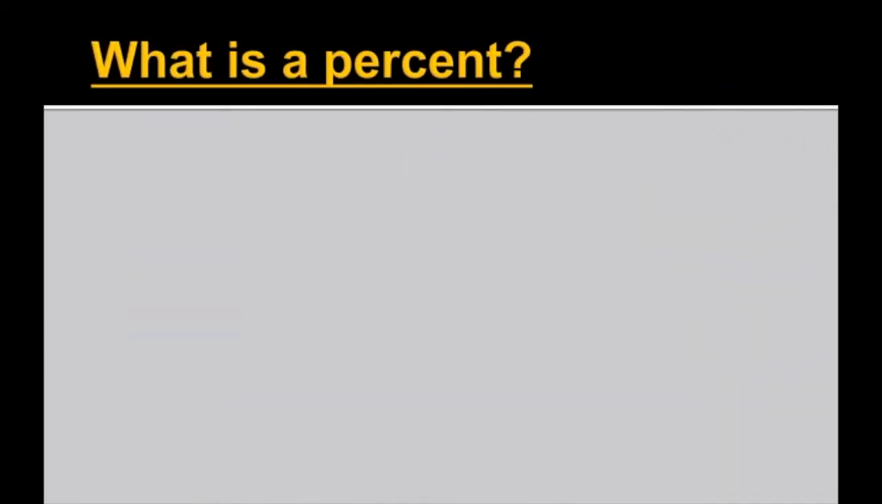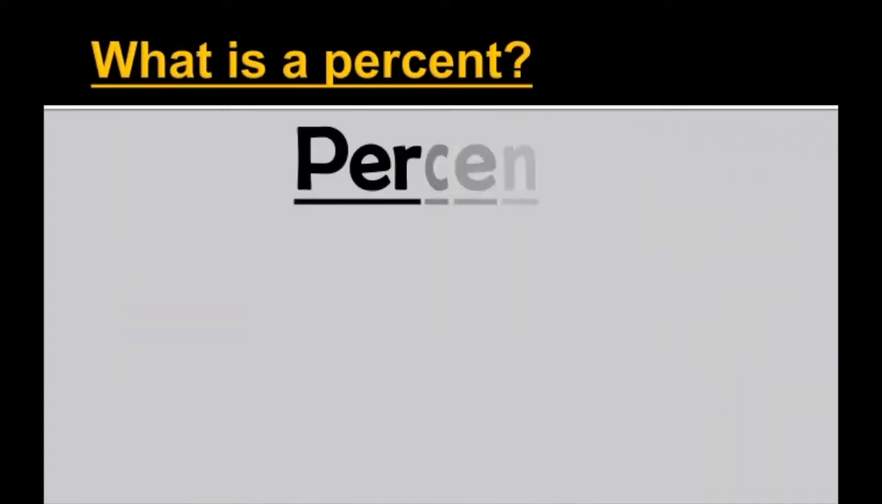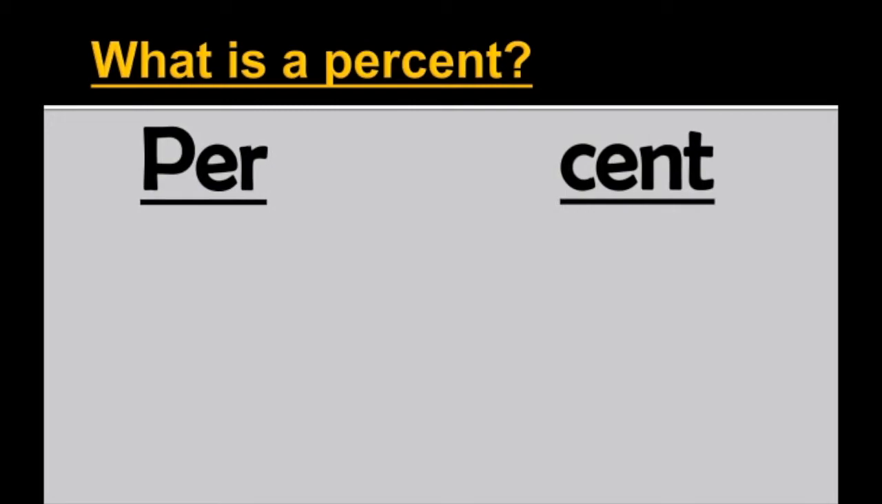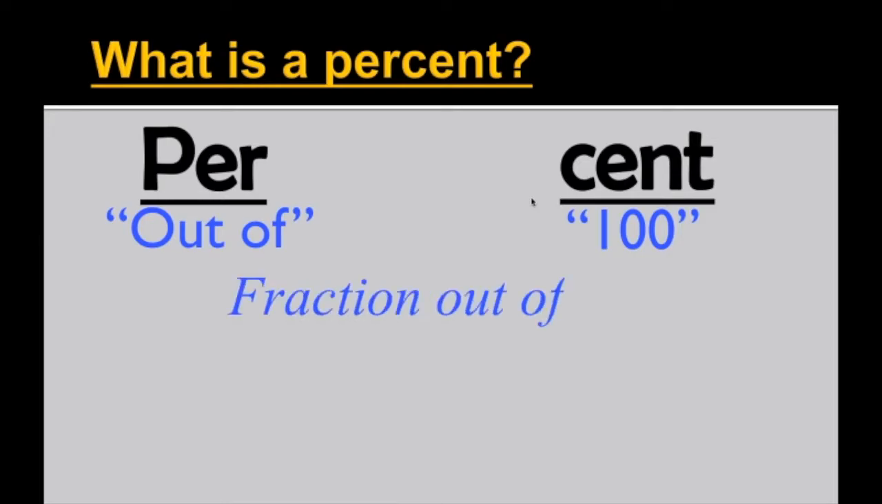So what exactly is a percent? Well, let's start off with the word itself, percent. Now the word percent can actually be broken up into two separate words, per and cent. The per just means out of, and the cent is just a prefix that means 100. So when you say per cent, you're really saying it's just a fraction out of 100.